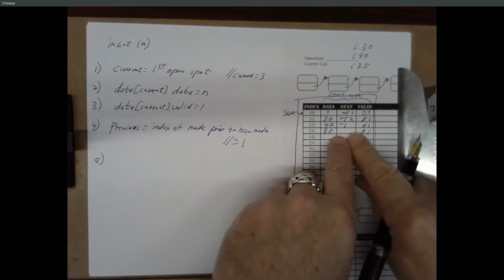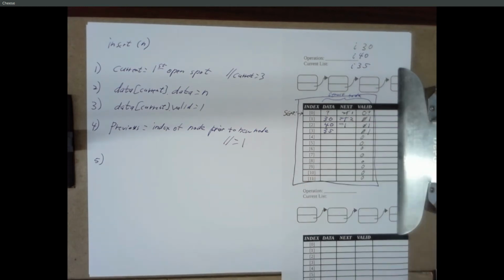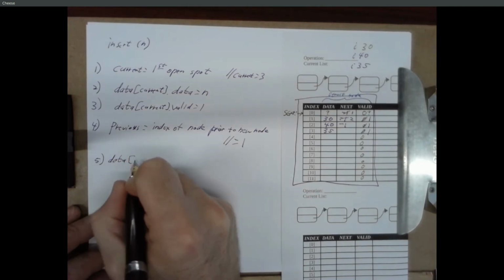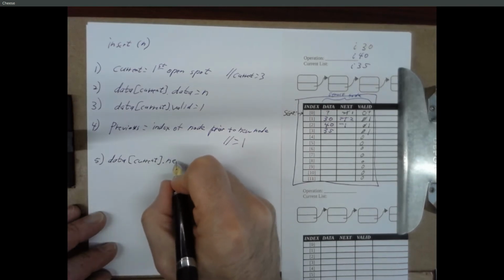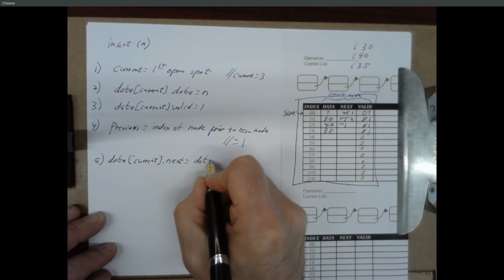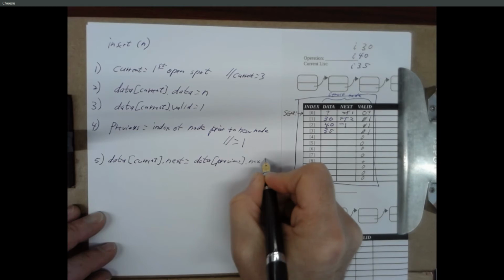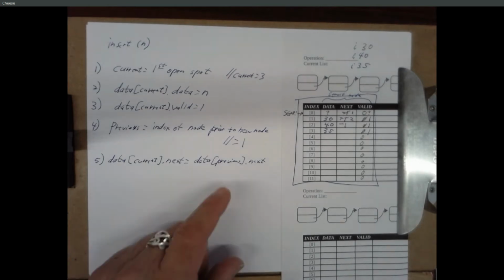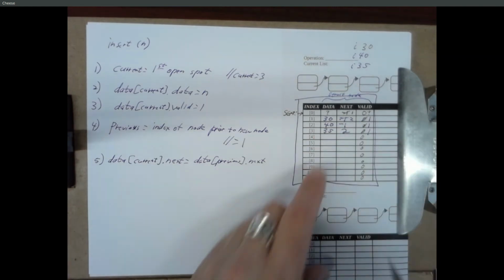In particular, if we set up this next field before we change the previous field, we can avoid having to remember something. So I'm going to do something like this: data[current].next equals data[previous].next. Does that make sense? What I'm doing is saying, let's look at the previous node, let's look at its next field, let's copy that into the current node's next field.